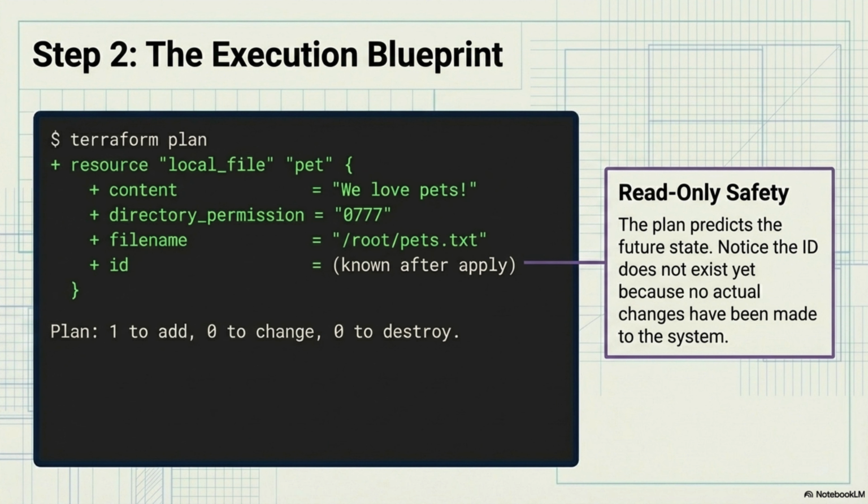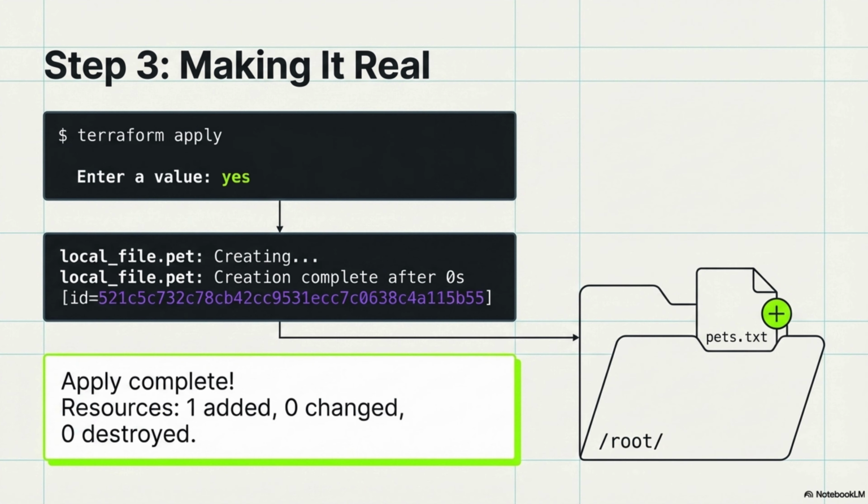Step 2, the execution blueprint. Next is terraform plan. This is your safety net. Terraform compares your desired state with the current state and generates a preview. As shown on this slide, nothing is executed yet. You get a clear breakdown: what will be added, what will change, what will be destroyed. No guesswork, no surprises.